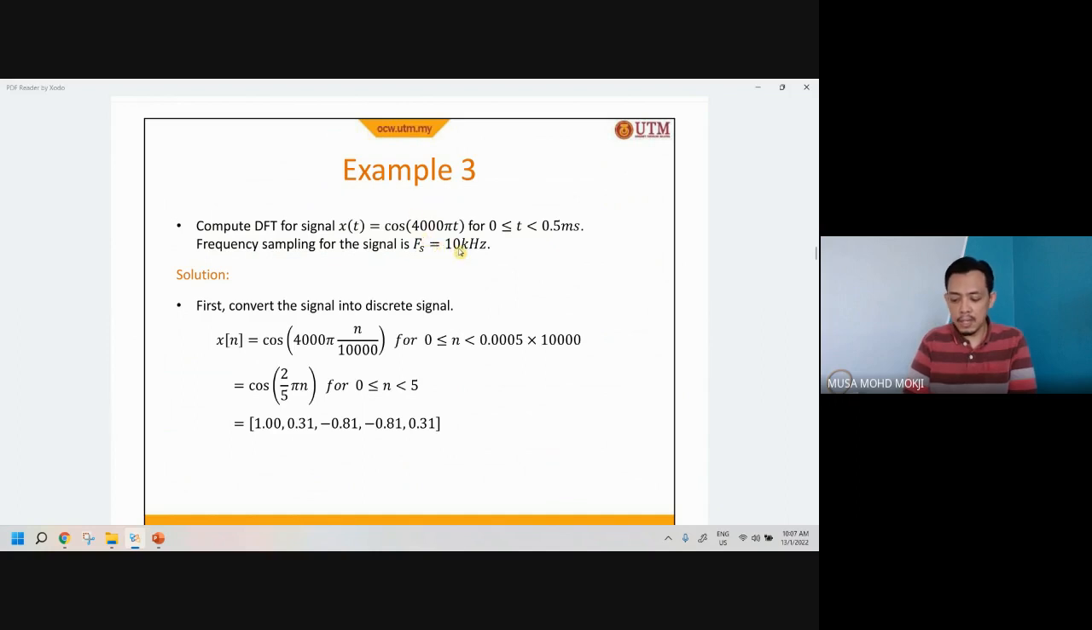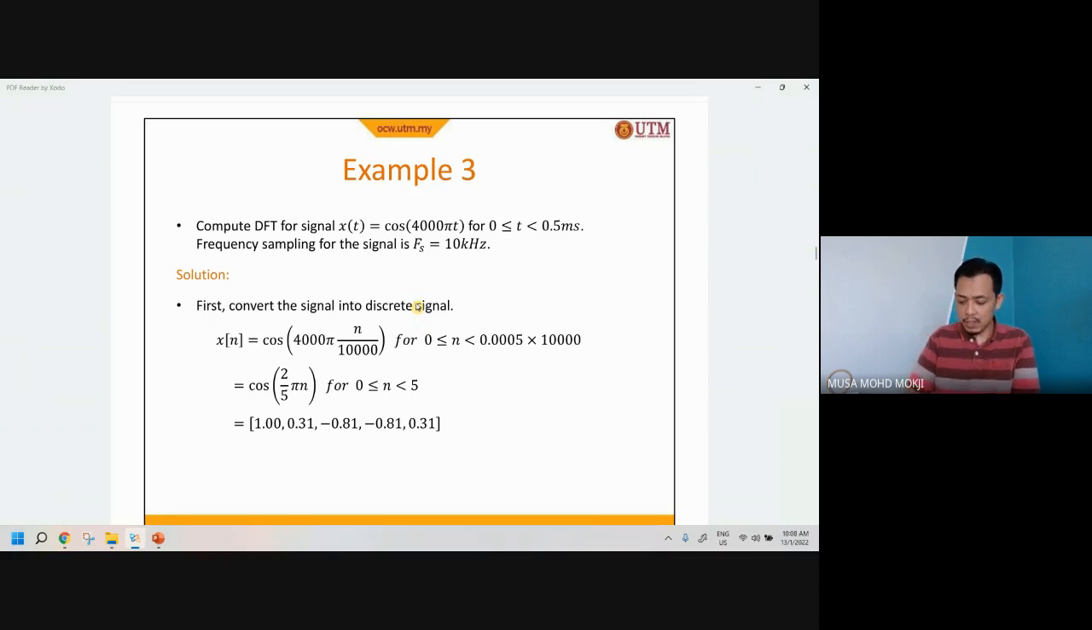Now in this example, we will see k, which is the frequency for the discrete Fourier transform. The k has no unit. So how do we relate it to this frequency, which is in hertz? Because this is in continuous time, the first thing we need to do is convert the signal into a discrete time signal.